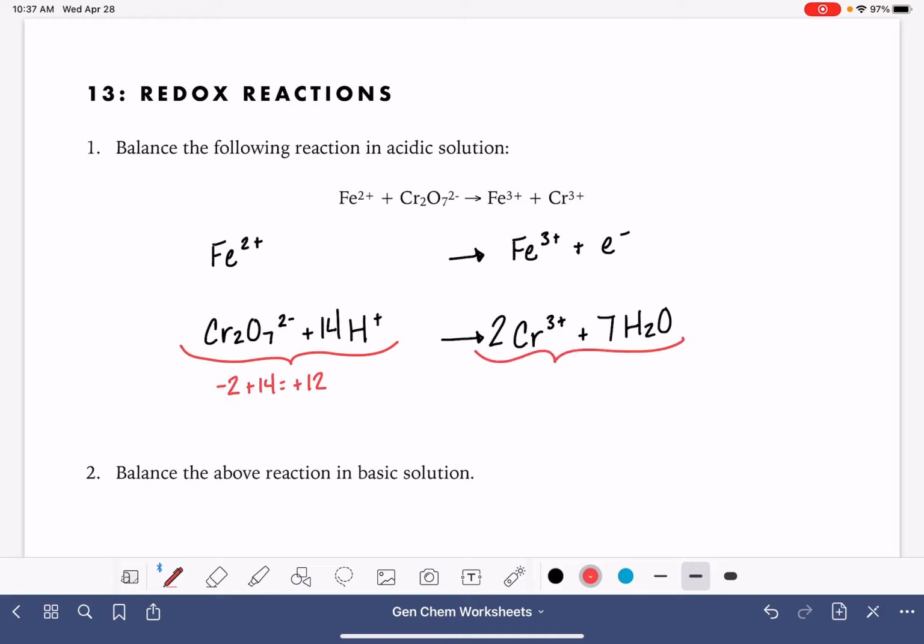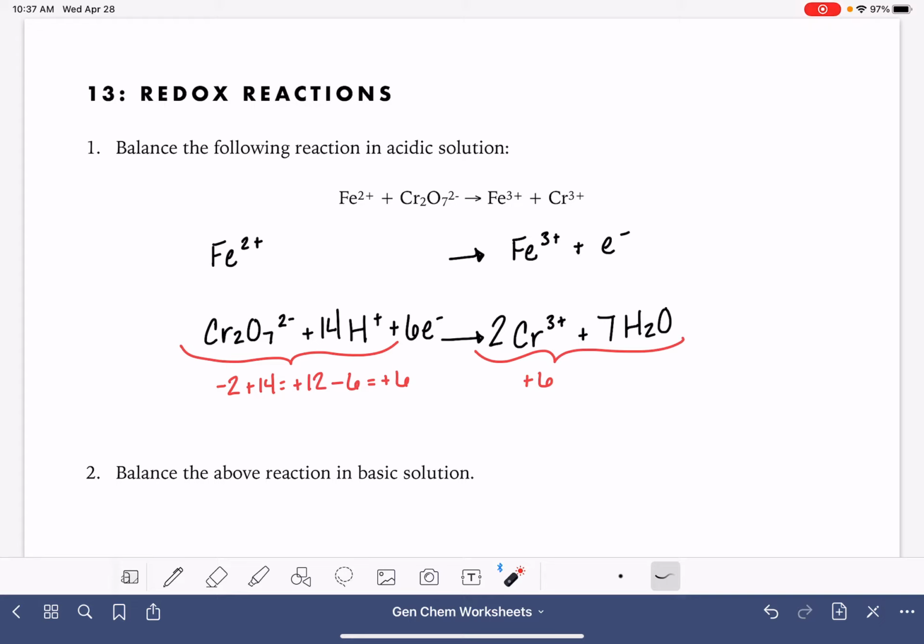And on the right-hand side, our total charges are +6. We have 2 of those +3 ions. Remember, what we need to do is find the side that has the higher charge, that's +12, and we need to add electrons to bring it down to the lower charge. So that means we need to drop that charge by 6. We need to add 6 electrons. If we add 6 electrons, that's going to take the charge on the left-hand side down to a +6. So now this half reaction is done.